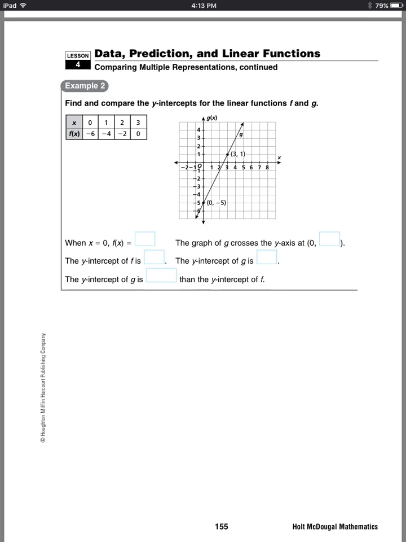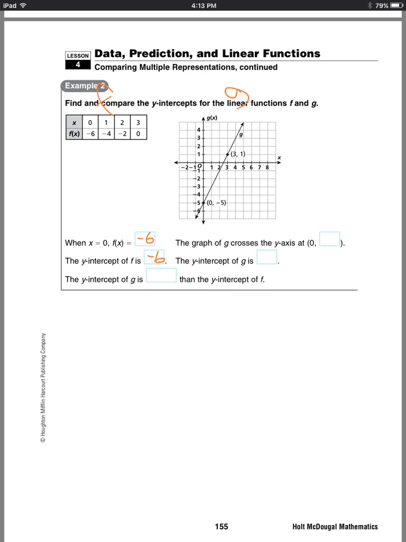Find and compare the y-intercepts for the linear functions f and g. So this is f, this is g. They're in different representations because that's what we're learning. So neither one of them is written in y equals mx plus b form, so we have to do a little bit of work. However, if you remember, where x is 0, that is the y-intercept, right? So on f, we see that x is 0, where y is negative 6. So the y-intercept is negative 6.